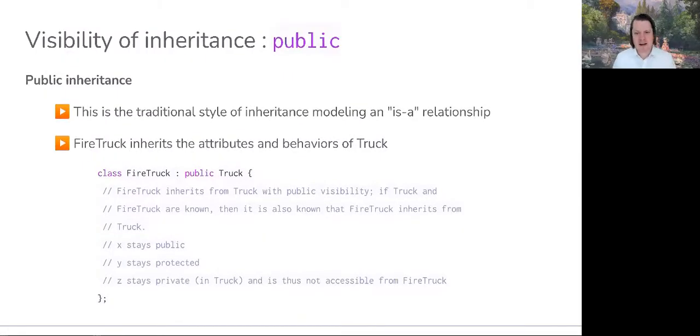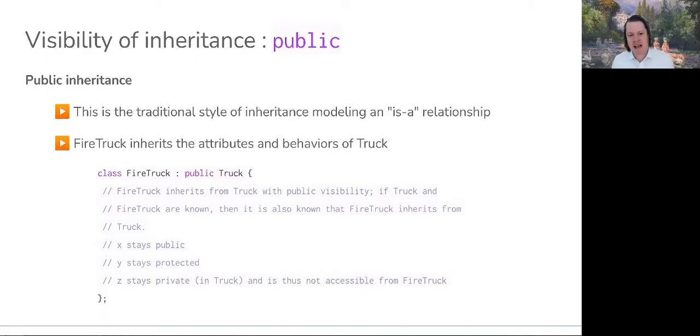So visibility of inheritance. The first one we're going to talk about is going to be public. This is going to be the traditional style of inheritance, and it's going to be used to model an is-a relationship. So we might have a fire truck is a truck, a concrete truck is a truck, a student is a person, a faculty member is a university employee, etc. There's a bunch of different relationships that we can represent within our programs. And public inheritance would be used to model an is-a relationship.